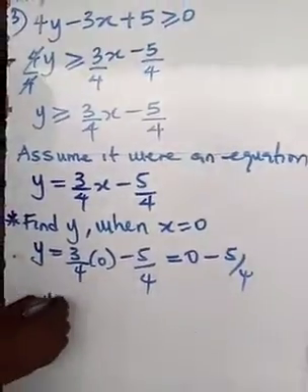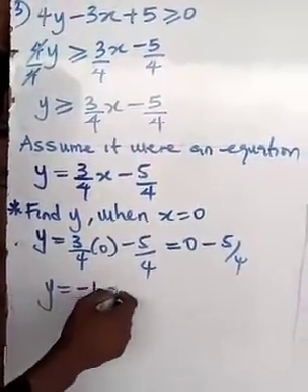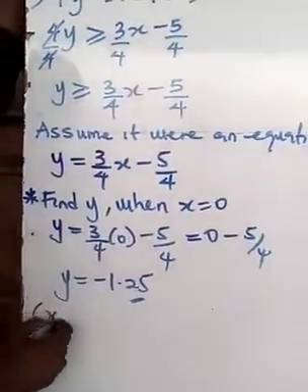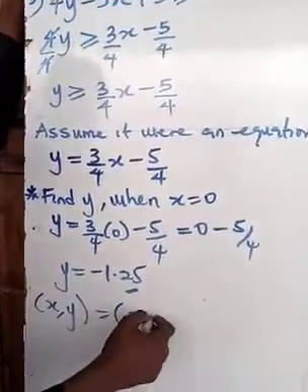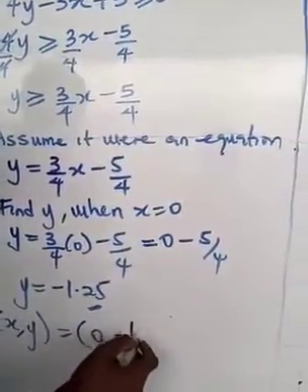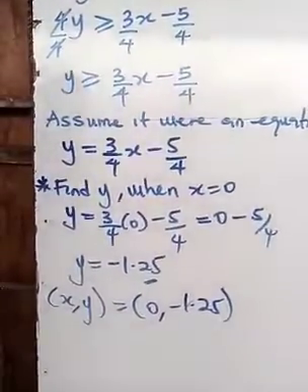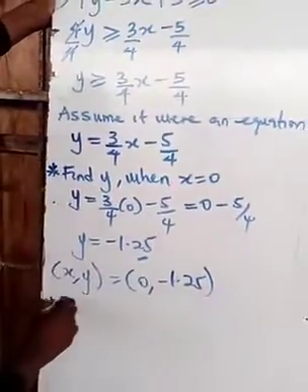So that means y is minus 5 over 4, and minus 5 over 4 is minus 1.25. So that means when x is 0, y is minus 1.25. Then now let's look for x.